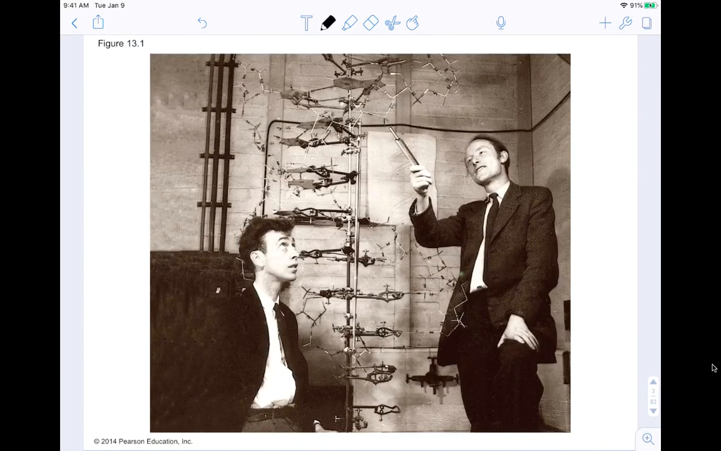This is a picture of Watson and Crick. Again, they were studying the double helical shape of our DNA molecule, and they stole this research from Rosalind Franklin with her X-ray crystallography. She died before she could win the Nobel Prize because X-rays are dangerous, so they got the credit for it.